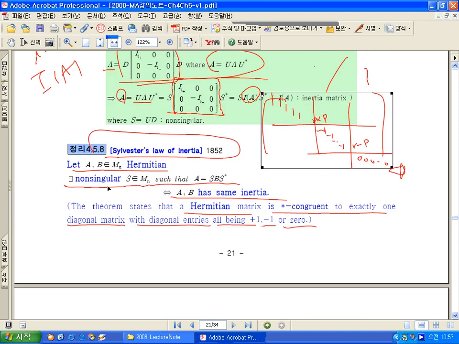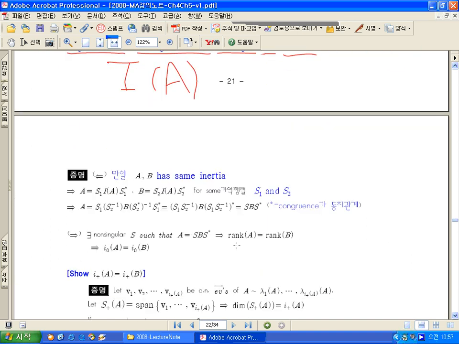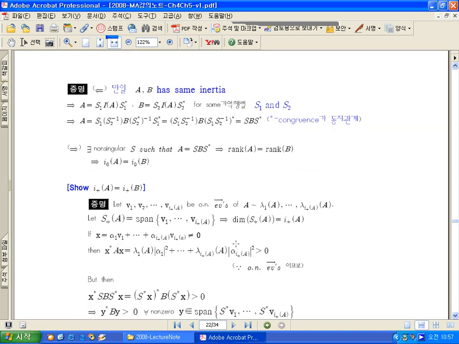If a Hermitian matrix is star congruent, then it is star congruent to exactly one diagonal matrix, which is the inertia matrix of A, isn't it? This is what Sylvester's law of inertia says. I will show the proof in detail because you had better know it.